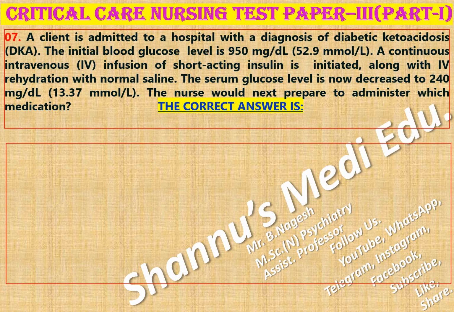The seventh question is: a client admitted to the hospital with the diagnosis of diabetic ketoacidosis, the initial blood glucose level 950 mg/dL. A continuous intravenous infusion of short acting insulin is initiated along with IV rehydration with normal saline. The serum glucose level has now decreased to 240 mg/dL. The nurse would next prepare to administer which medication? The correct answer is IV fluid containing dextrose.